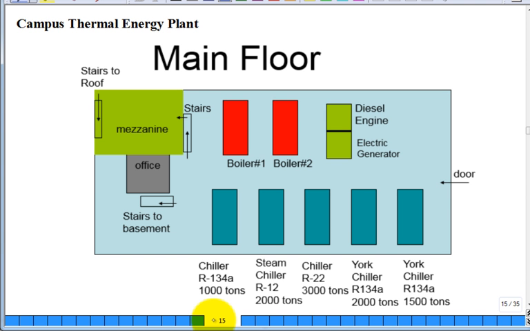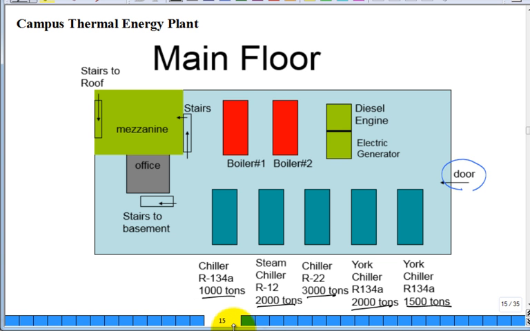But if you go inside that thermal energy plant, there's a door here. If you look inside, you'll see a row of chillers. This is a York chiller, manufactured by York. And then there's another chiller, I don't know who it's manufactured by, but you have a 1,500 ton chiller, 2,000 ton, 3,000 ton, 2,000 ton, 1,000 ton chiller.